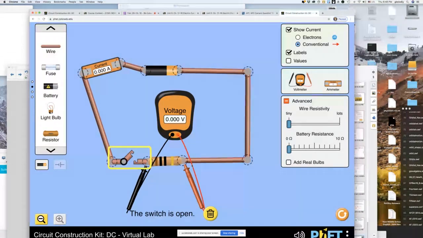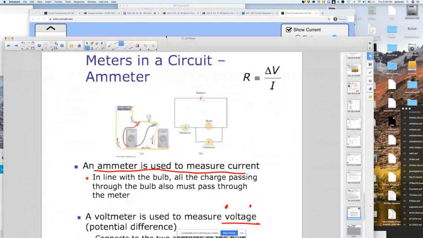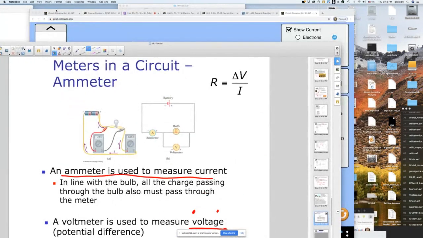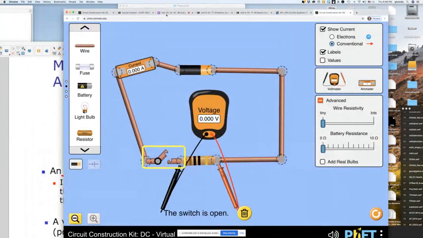So if you open the switch, current stops flowing. You need a complete circuit for current to flow. So those are examples of using meters. Let me move this back here.